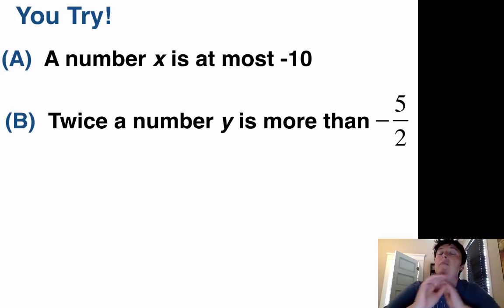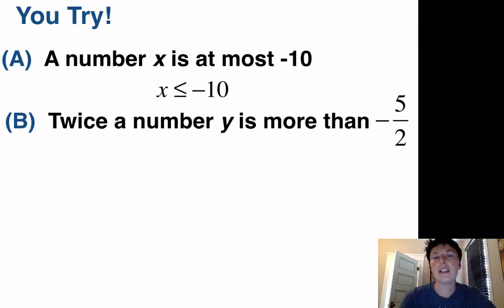Okay, you're unpausing the video now. You have translated both of these into a math sentence and you're ready to check your answer. So a number X is at most negative 10. That means X has to be less than or equal to negative 10. Because at most means less than or equal to. So there's that math sentence.